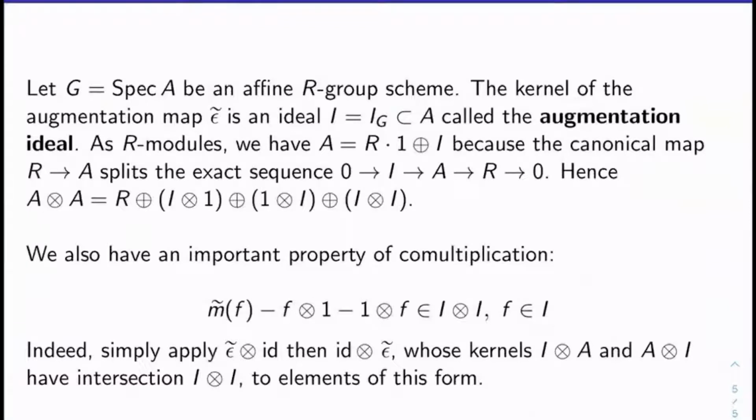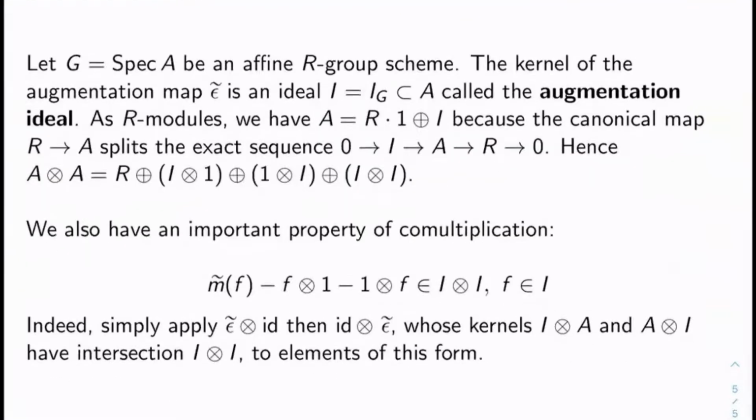And as R modules, we have A equals R times 1 direct sum I, essentially just because the canonical map R to A is a section for the map A to R, right? And so this exact sequence 0 to I to A to R splits. So that exactly gives you this. And this isn't hard to check, okay? And hence, for example, if I wanted to do A tensor A, another way of calculating that would just be to do R direct sum I tensor 1 direct sum 1 tensor I direct sum I tensor I, just by using basic properties of direct sums and tensor products.